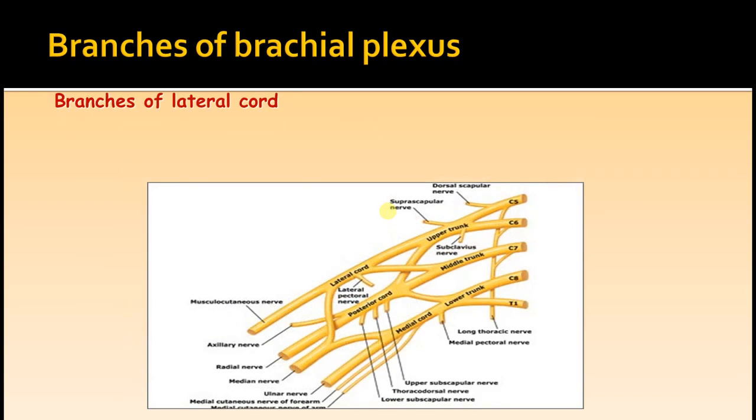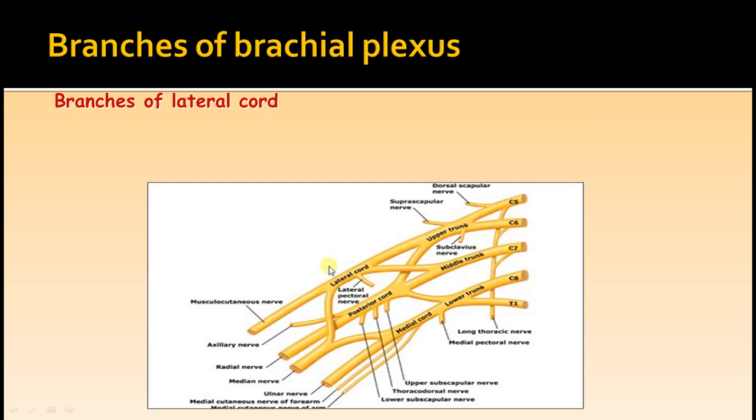Now we will go to the branches from the cord stage. So far we have discussed the branches from the root stage and the trunk stage. Now we'll go to the branches of the cords, first starting with the lateral cord. Let me recollect how the lateral cord is formed. The lateral cord is formed by the anterior division of the upper trunk and the anterior division of the middle trunk. The anterior division of the upper trunk is C5 and C6, and the middle trunk is C7.